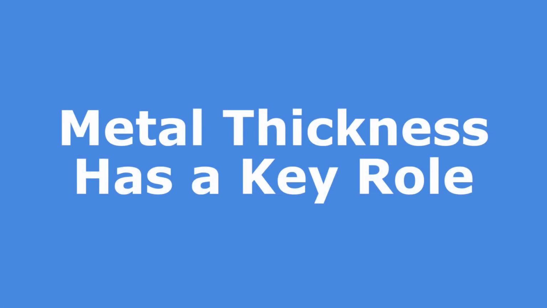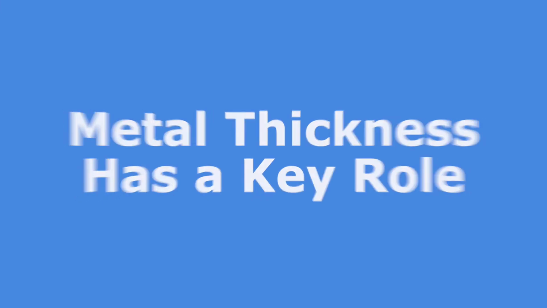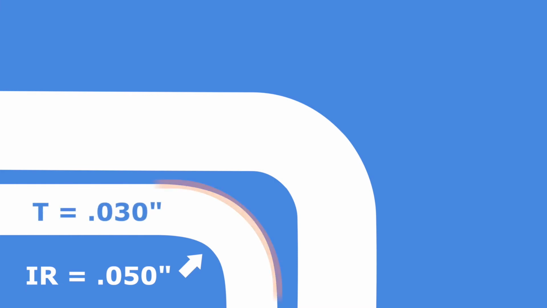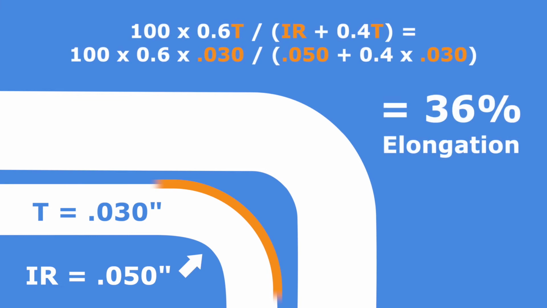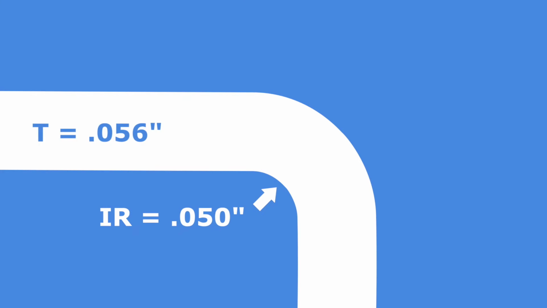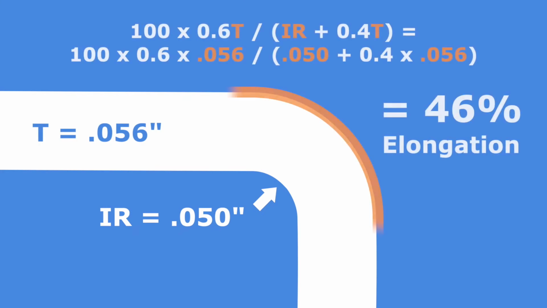These formulae also indicate the importance of understanding the role that metal thickness has on the amount of stretching that occurs on the outer area of a bend. For example, consider two metal thicknesses, each of which is bent to an inner radius of 0.050 inches. When working with 0.030 inches pre-painted metal, for example, the elongation is 36%. If 0.056 inch metal were used in place of 0.030 inch material, the percent elongation of the coating is 46%. Thicker metal will undergo more stretching than thinner metal at the same inner radius.